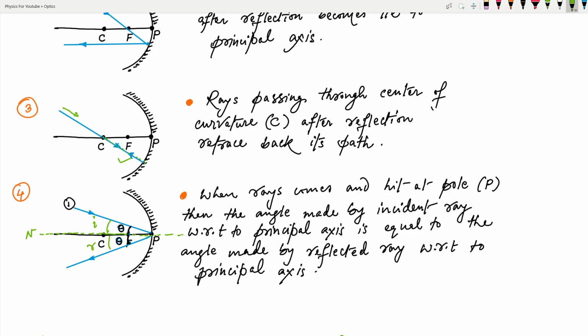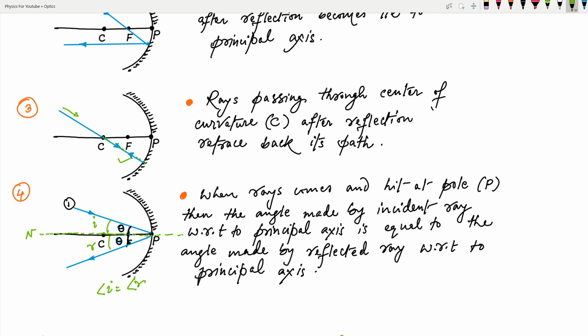And we know from the law of reflection that angle of i should be equal to angle of r. So these rules are actually following the law of reflection. I hope this is clear. So I'll repeat again. When a ray comes and hits at the pole, then the angle made by the incident ray with respect to the principal axis is equal to the angle made by the reflected ray with respect to the principal axis. And it's easy if you look into the diagram. I hope the concept is clear.